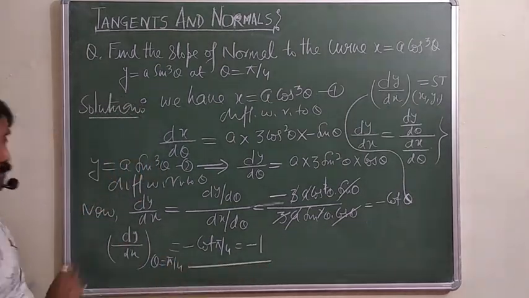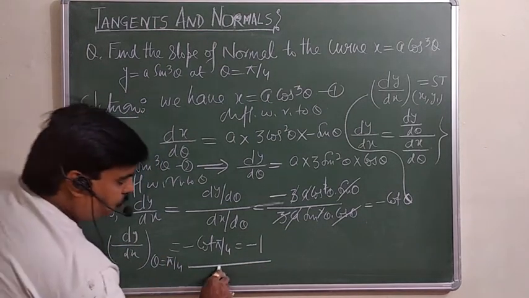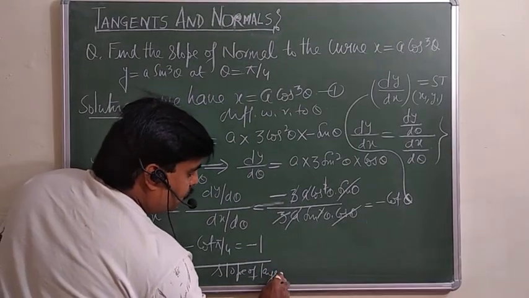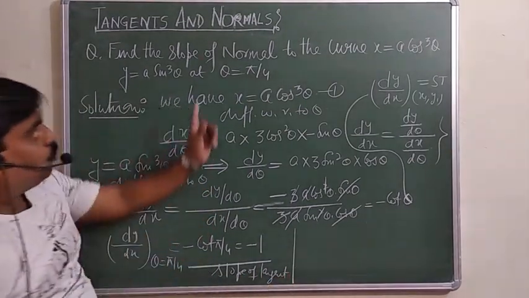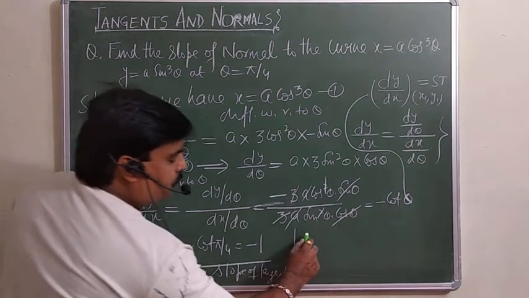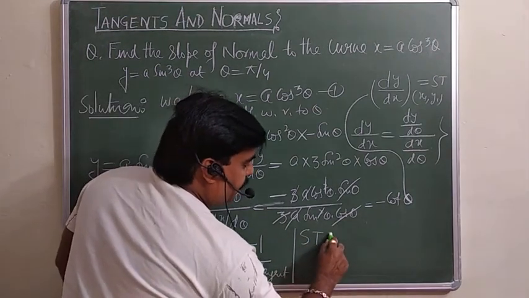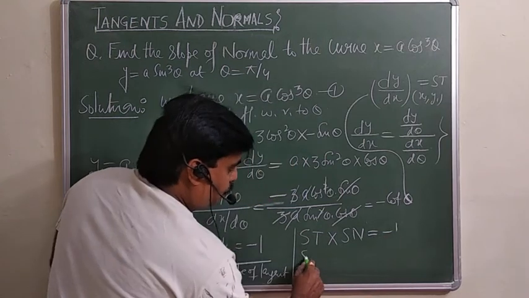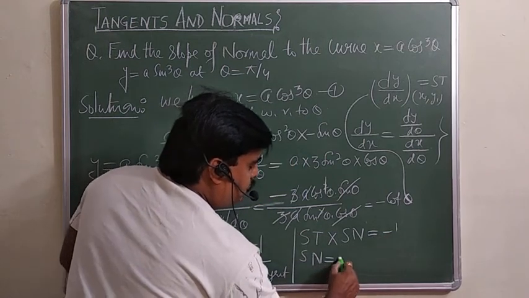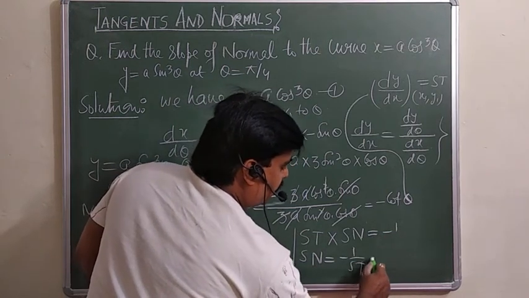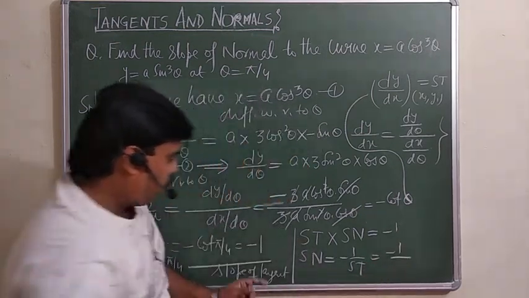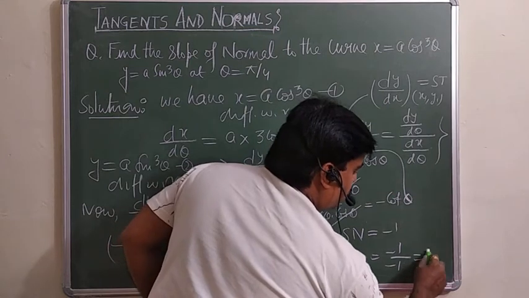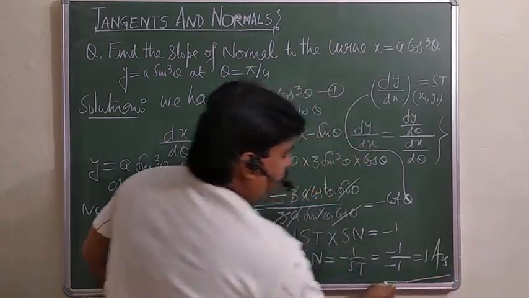So this is the slope of the tangent. But you want to find the slope of the normal. We already know that slope of the tangent into slope of the normal is equal to minus 1. So slope of the normal will be equal to minus 1 over slope of the tangent. So this is minus 1 over, and the slope of the tangent is already minus 1, so you can put minus 1 here. So this is equal to 1, and this is your answer. Have a look.